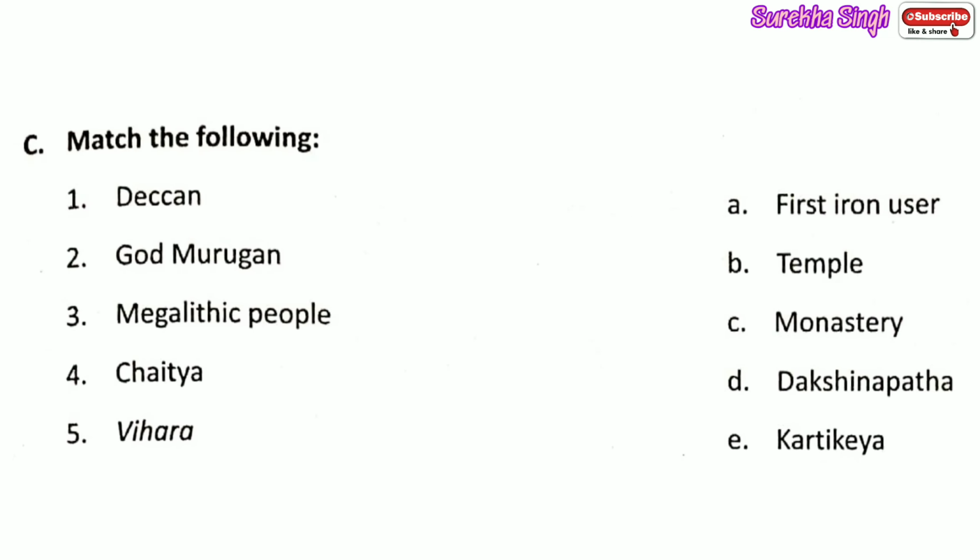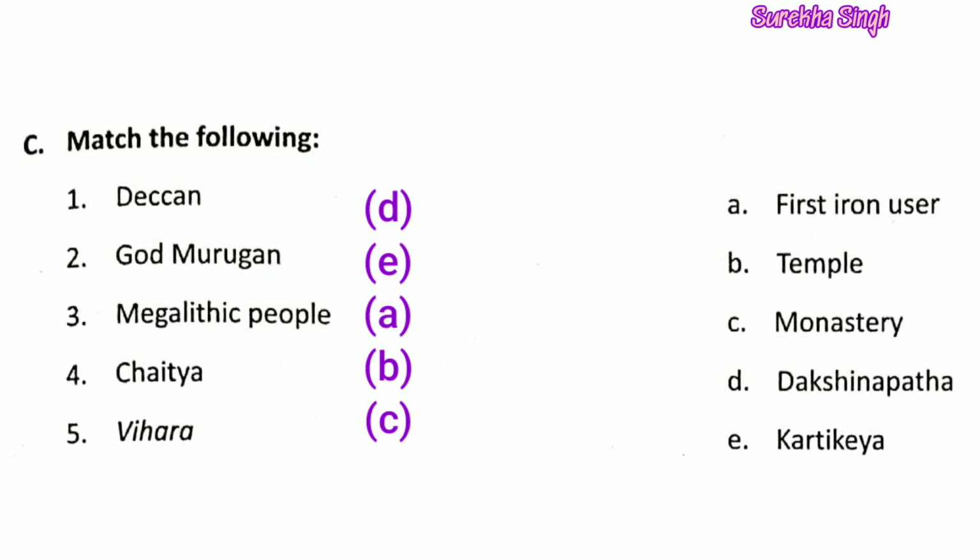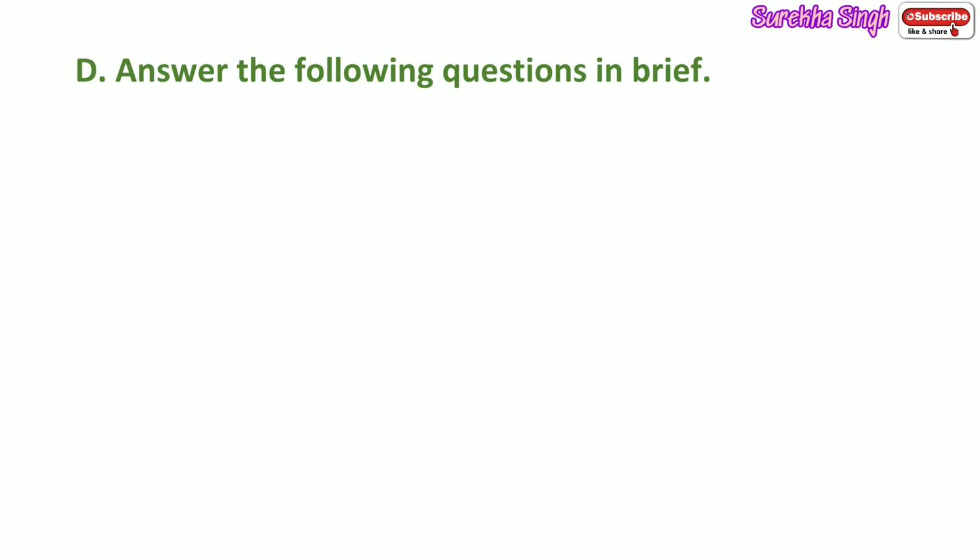Question C. Match the following. 1. Deccan. Option D. Dakshin Path. 2. God Murugan. Option E. Kartikeya. 3. Megalithic people. Option A. First iron user. 4. Chaitya. Option B. Temple. 5. Vihara. Option C. Monastery.